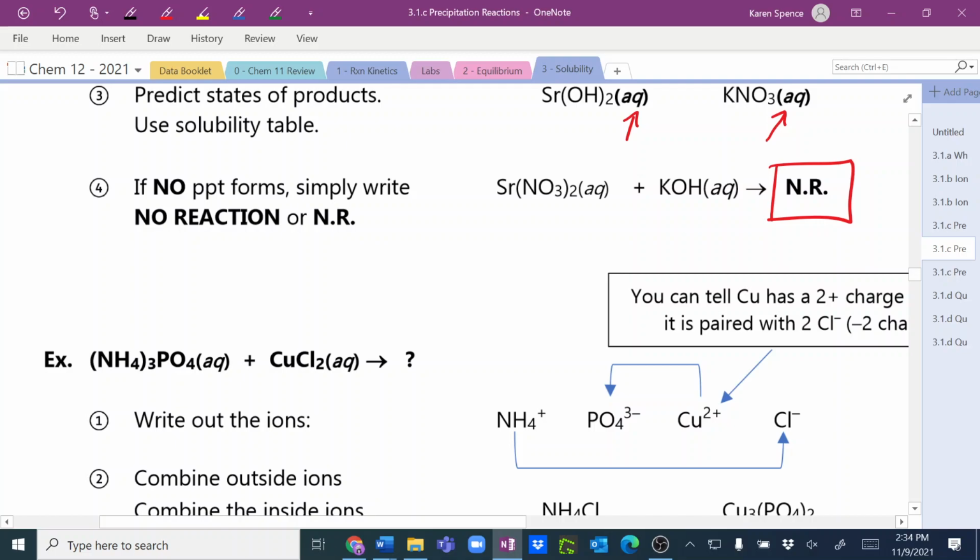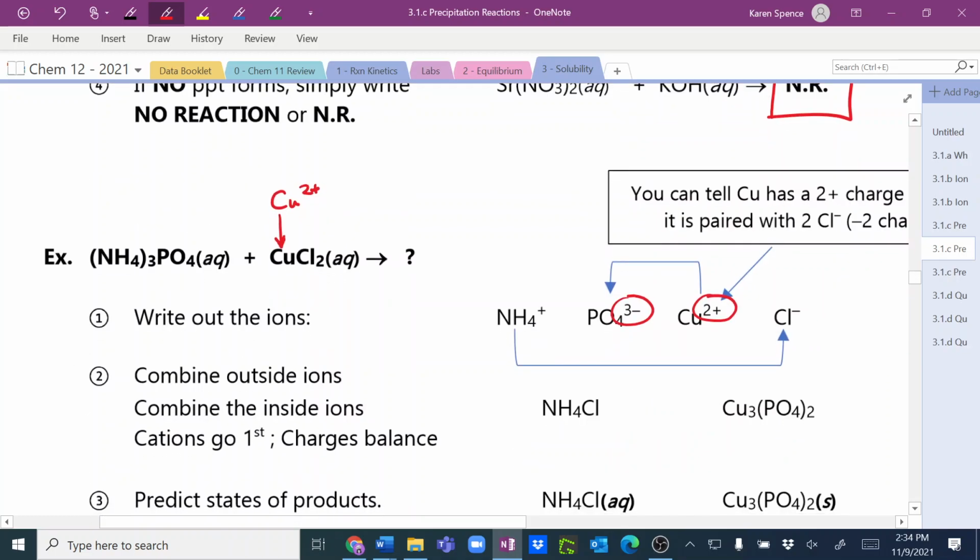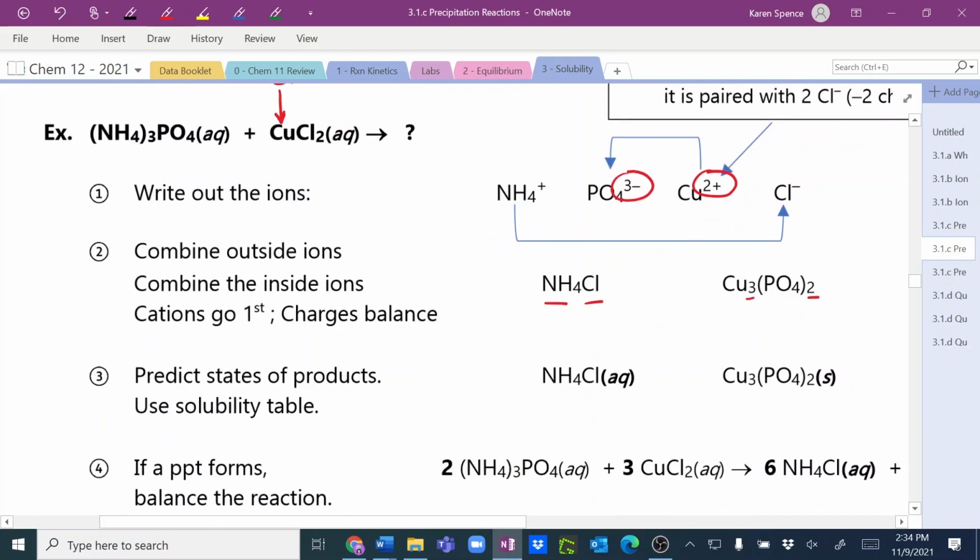Now for our last example, the reason I wanted to do this is because copper can either be 1 plus or it can be 2 plus. What kind of copper do we have here? We have copper 1 plus or 2 plus? We have copper 2 plus. And so when we're doing that, we need to say copper 2 plus is going with phosphate 3 minus. So that's going to give us Cu3(PO4)2, and the ammonium goes with the chloride, and we get NH4Cl. Okay? I think I will leave it there.